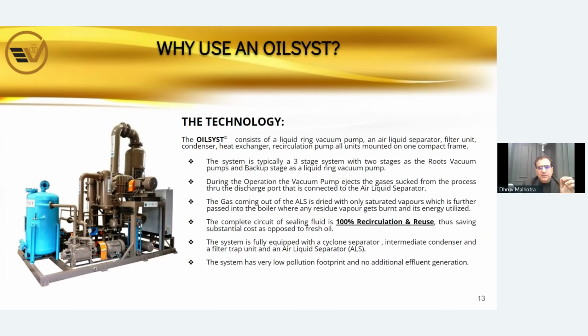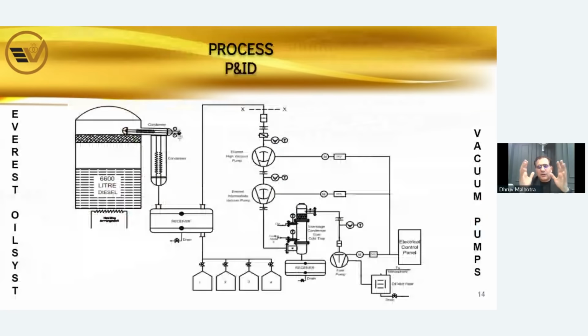The system has a very low pollution footprint and no additional effluent generation. Because of all these features, the system is termed a semi-dry system. So that is the technology. Over the experience of so many years, we amalgamated everything and brought it on a compact skid, and today we have more than 200 such machines running all around the world.